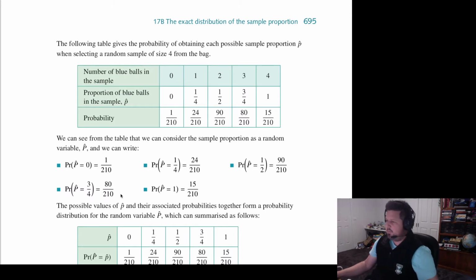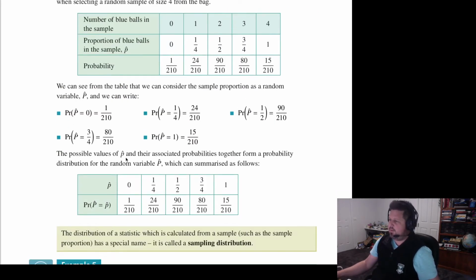It says here then the possible values of P hat and their associated probabilities together form a probability distribution for the random variable big P hat, and that can be summarized by this part of the table here. So here are the proportions of blue balls, the P hat, and here are the probabilities. So it can be simplified down. The distribution of a statistic which is calculated from a sample, such as a sample proportion, has a special name, and this is called a sampling distribution.